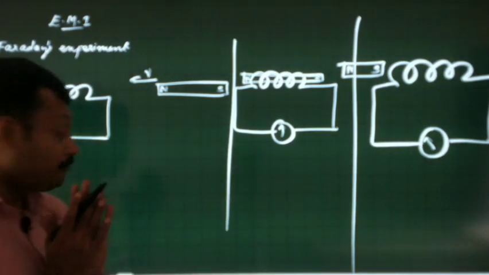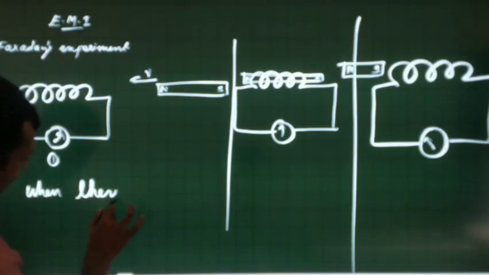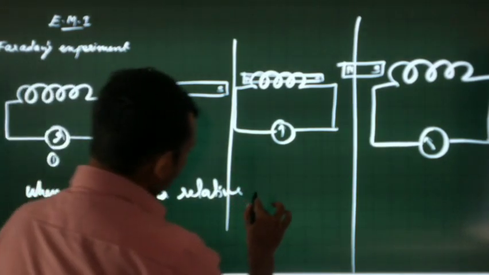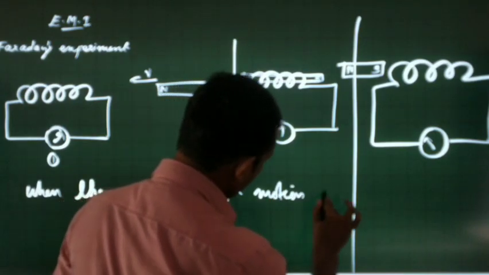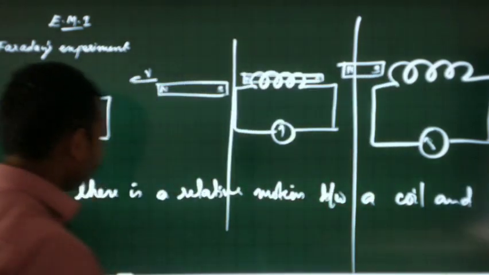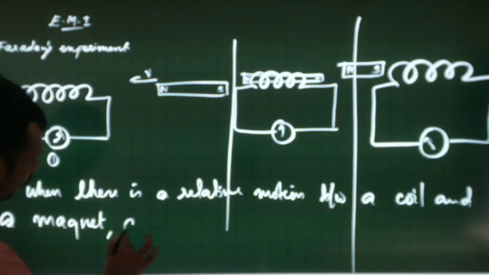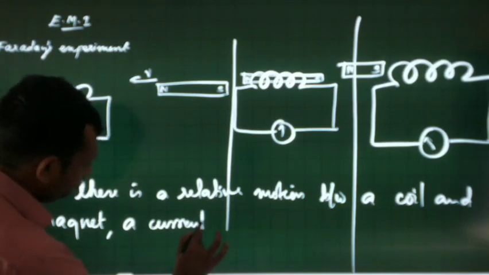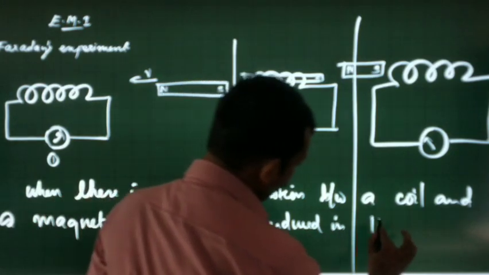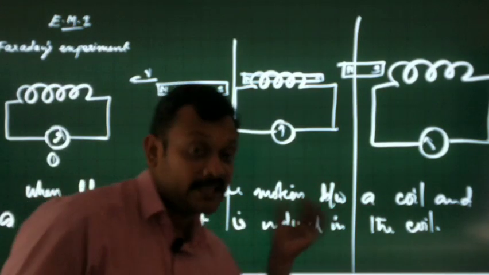So what is the observation, what is the conclusion from here? Initially the current is zero. When there is a relative motion between a coil and a magnet, a current is induced in the coil. A current is induced in the coil whenever there is a relative motion between the coil and the magnet.